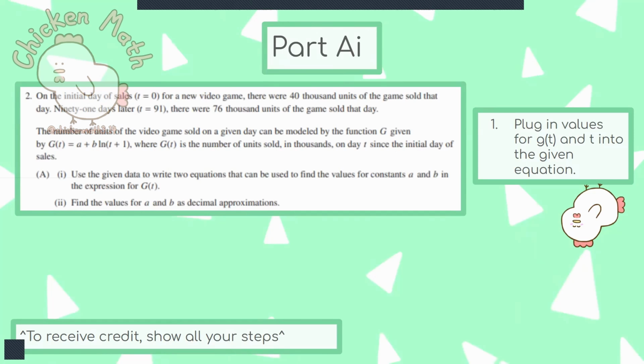The number of units of the video game sold on a given day can be modeled by function g, given by g of t equals a plus b ln(t plus 1), where g of t is the number of units sold in thousands on day t since the initial day of sales. So part A1 is saying use the given data to write 2 equations that can be used to find the values for constants a and b in the expression for g of t.